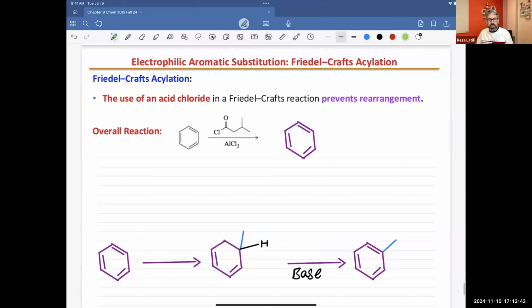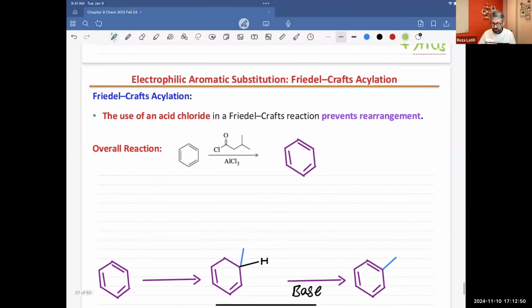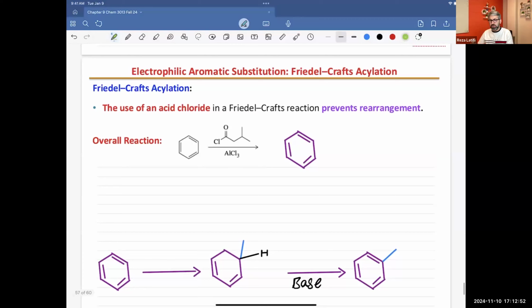Okay, last one that I want to practice. As I said, the downside of the Friedel-Crafts alkylation is we can have rearrangement. Is there any way to run the reaction without rearrangement? Yes, it's possible. And the way we do it this time, we're going to use a carbonyl group that's attached to the alkyl that we wanted, plus we will have a halide attached to that. Now, the halide, we can get it out of the system.